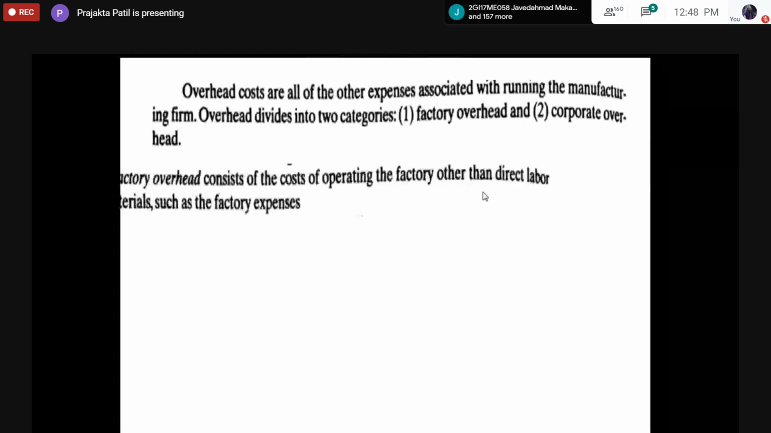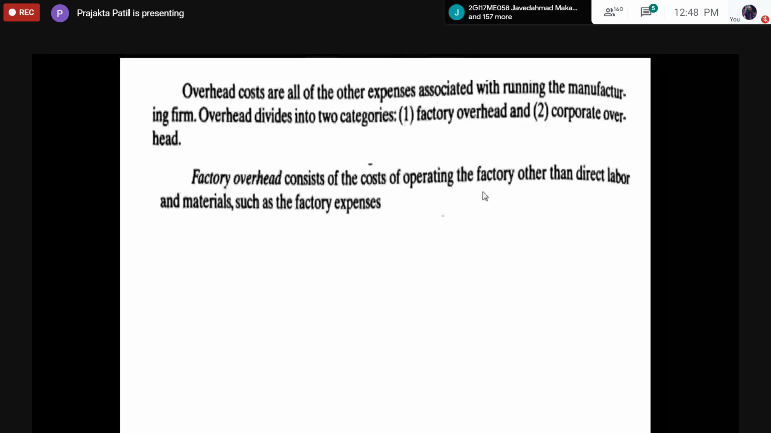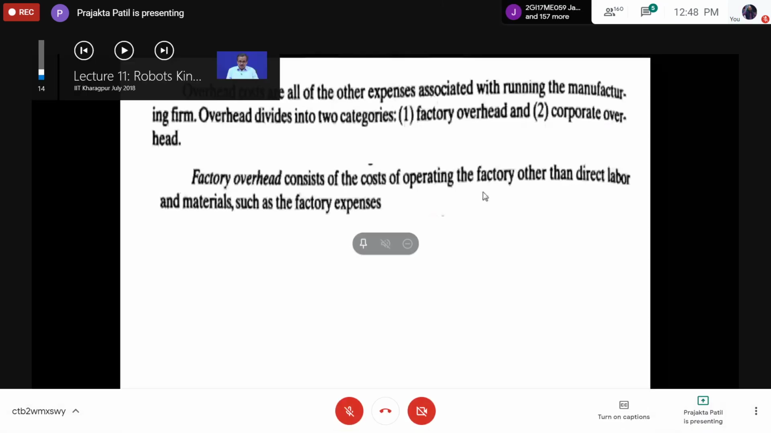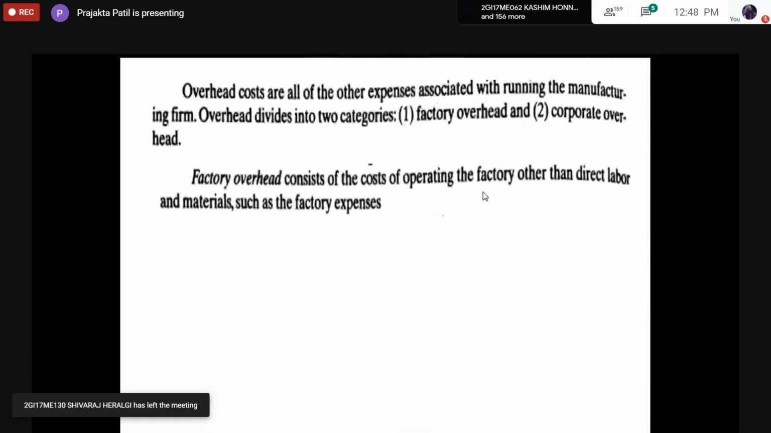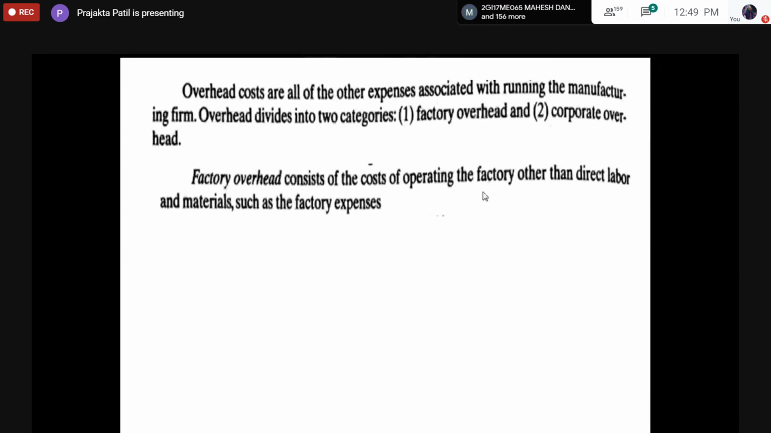Factory overhead consists of the cost of operating the factory other than the direct labor and material, such as factory expenses. What do I mean by factory expenses? As I said, overheads are burdens to the factory, whereas direct labor and material are something that has to be paid to people, without which things cannot be successfully obtained. Therefore, factory overhead is nothing but the other factory expenses that are there.